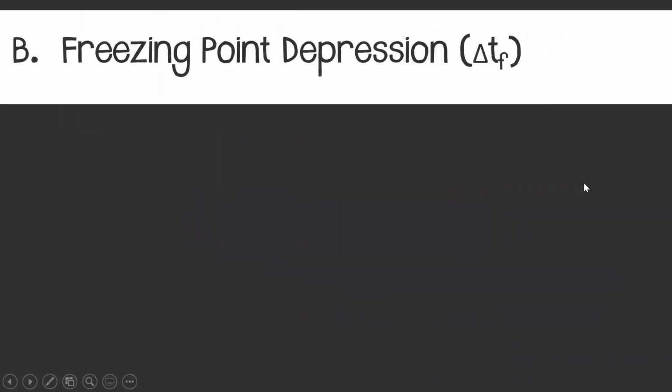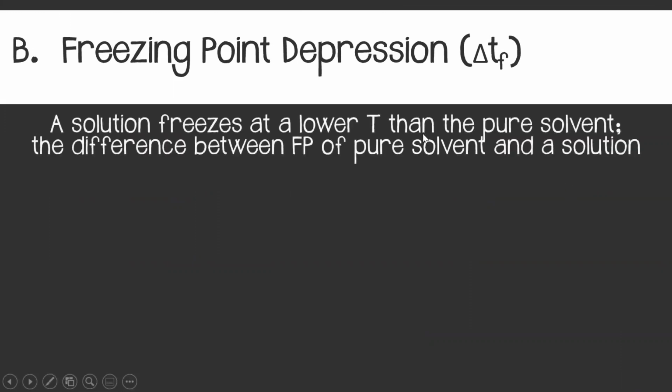Okay, so getting to the next colligative property, freezing point depression. This is abbreviated delta TF. Delta meaning change of, T for temperature, because it's a freezing temperature, and F for freezing. So freezing point depression basically says a solution freezes at a lower temperature than the pure solvent. And the difference between the freezing point of the pure solvent and the new solution is the freezing point depression.